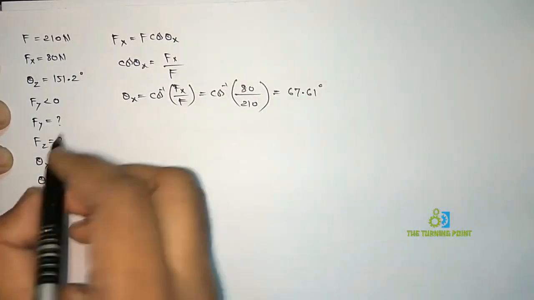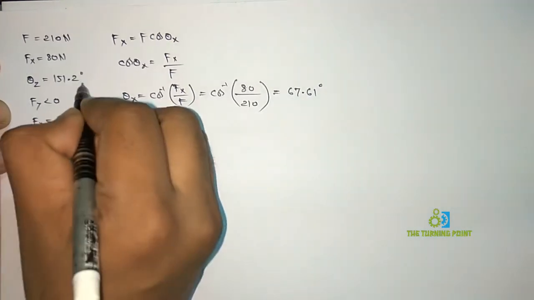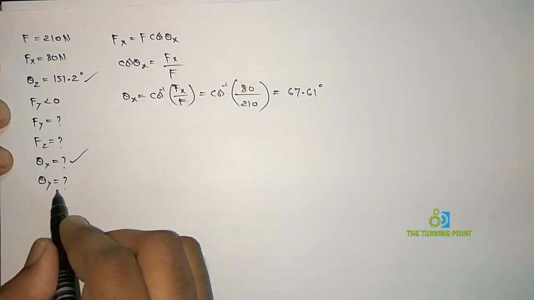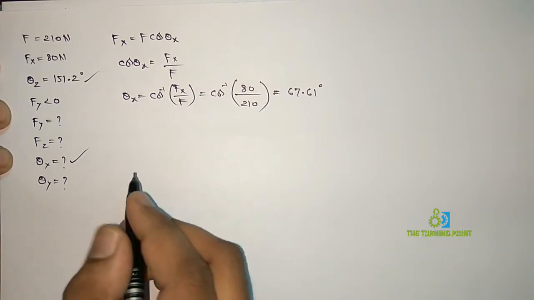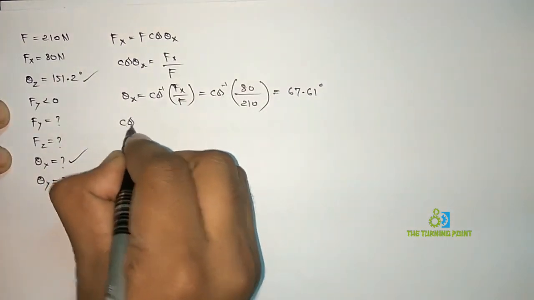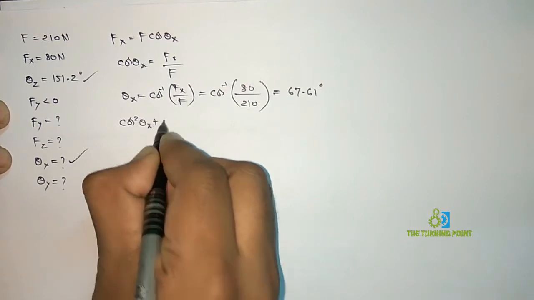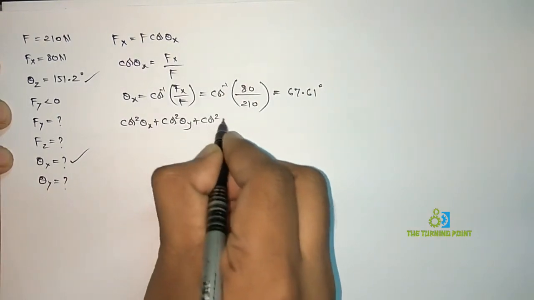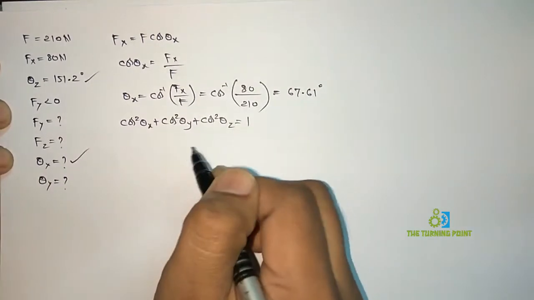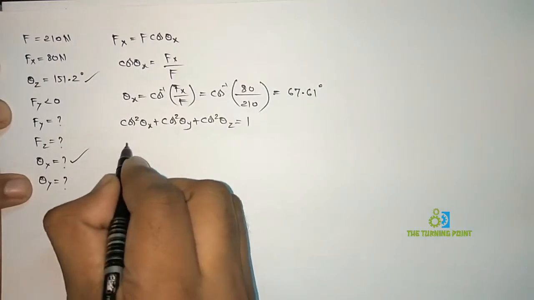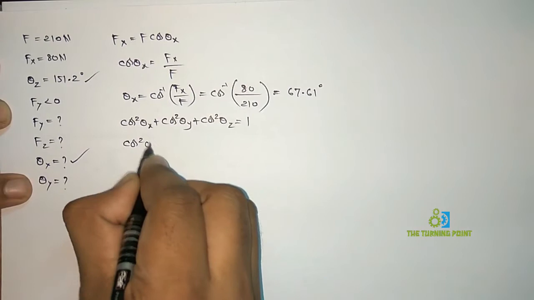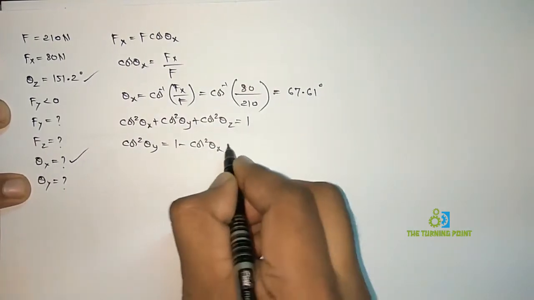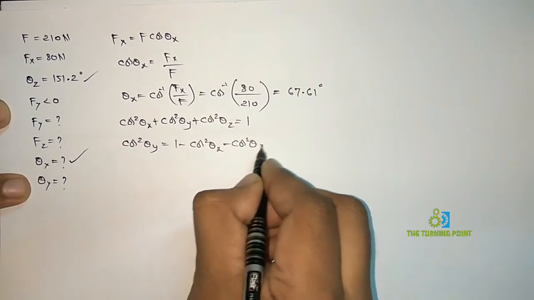So now I got the theta x value. I know theta z value. I have to find theta y. So two angles I know. I have to find the third angle. So I can use the relation between direction cosines, which is nothing but cos square theta x plus cos square theta y plus cos square theta z is equal to 1. I want to find cos theta y. From that, cos square theta y is equal to 1 minus cos square theta x minus cos square theta z.